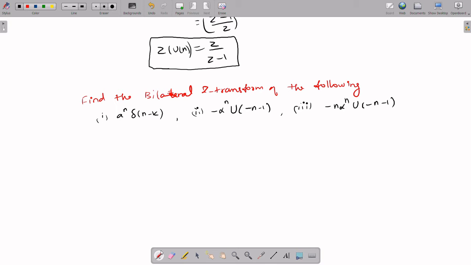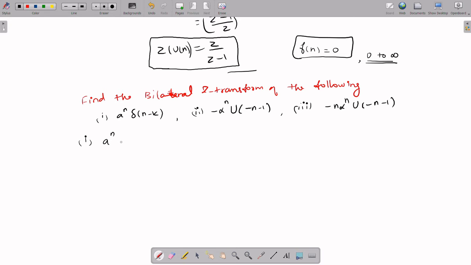We have to find out the bilateral Z transform. What is the bilateral Z transform? For the bilateral Z transform we apply the limits from minus infinity to infinity. Till this problem we found the unilateral Z transform. We are taking the causal sequence where f of n is equal to 0 for negative n, so the limit, the summation, varies from 0 to infinity. That is the unilateral Z transform of a function, or just the Z transform. Suppose you are asked to find the bilateral Z transform, you have to follow this procedure.